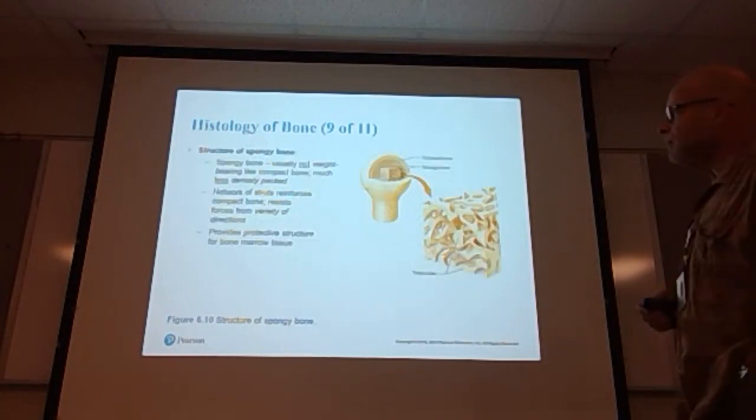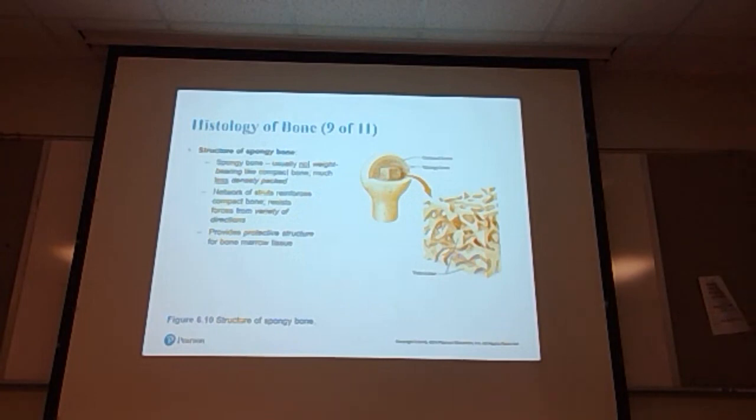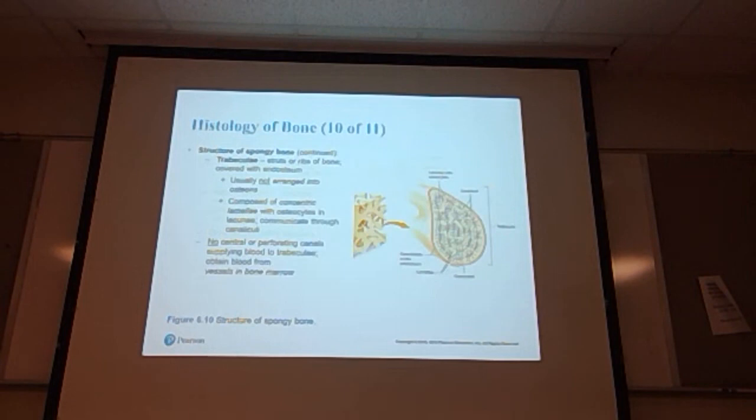Spongy bone is usually not weight-bearing like compact bone. It's much less densely packed. It forms a network of struts that reinforces the compact bone. It resists forces from a variety of different directions, and it provides protective structure for the bone marrow. The bone marrow will be found in all these little void spaces. Each one of these little extension structures is called a trabeculae. Those are the struts or ribs of the bone.